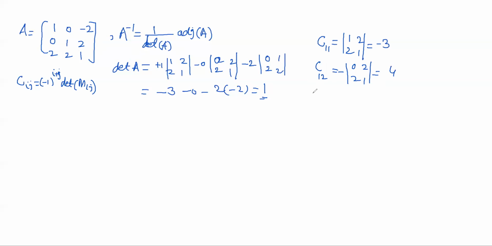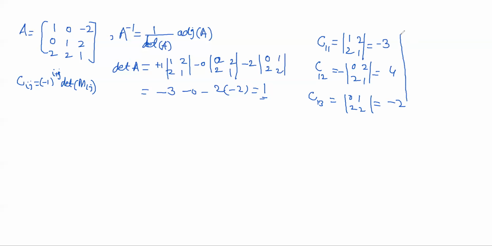Okay, C13 will be with a plus sign. 1 plus 3 is 4, an even number, so an even power will be plus. C13 will be first row, third column. So what we have is 0, 1, 2, 2. So we will get minus 2.